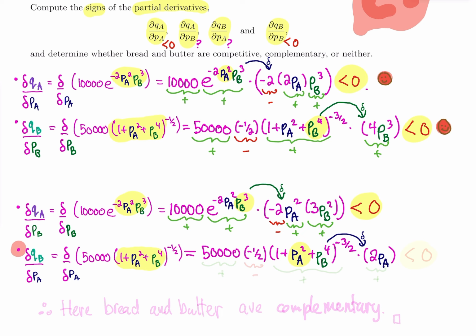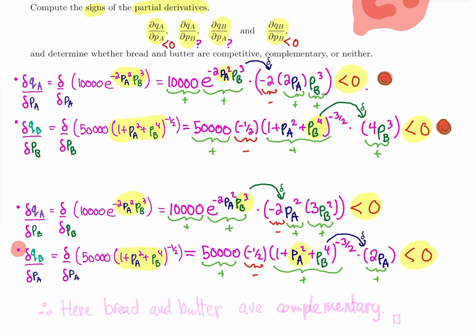So again, a small inspection for sign. That's plus, minus 1/2, that's minus. All that stuff raised to the power minus 3/2. I mean, be careful, a negative power just means that you're dividing by something positive. So it will be positive, and 2PA is going to be positive. So since everything is positive except for one term, the overall sign of this equation is negative. So this means that if you raise the price of bread, you have less money to buy butter. So that's why the demand is going down.